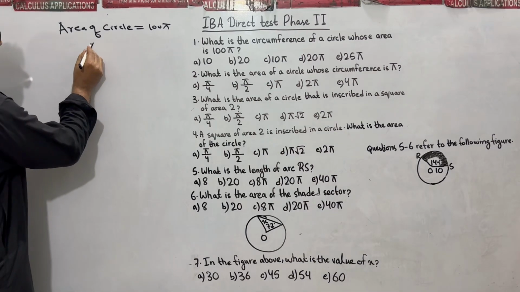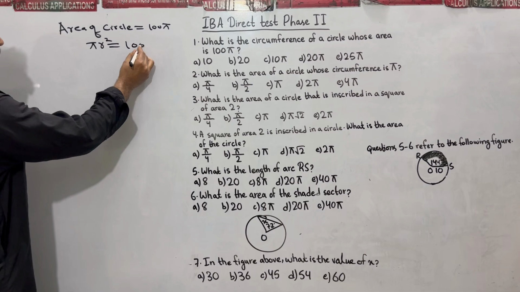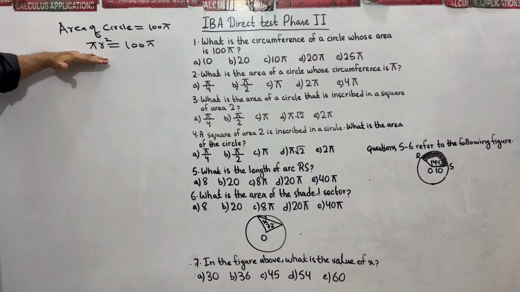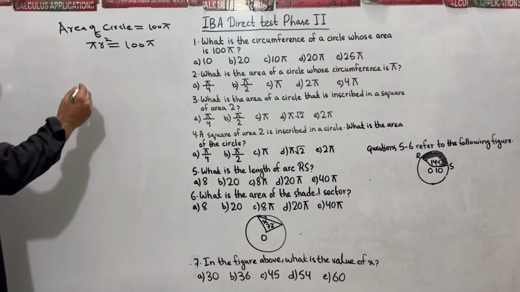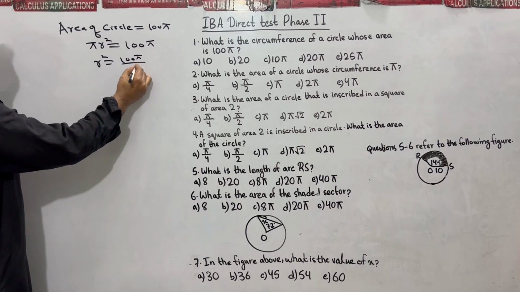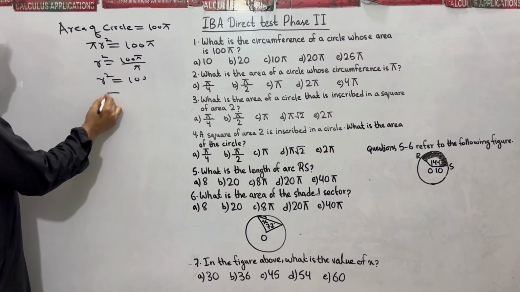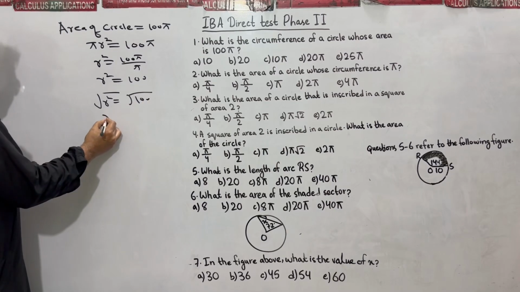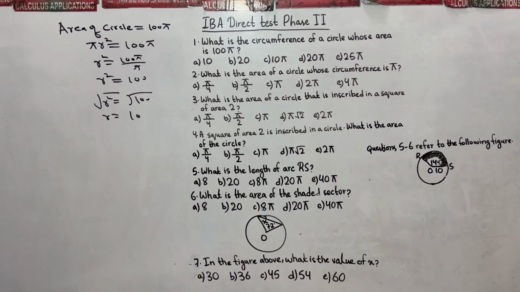Area of a circle is given by pi times r squared. Pi times r squared is equal to 100 pi. Solve for r squared: r squared is equal to 100 pi over pi, and pi cancels out. We have r squared equal to 100. Taking the square root, r is the square root of 100, which is 10 because it is a perfect square.